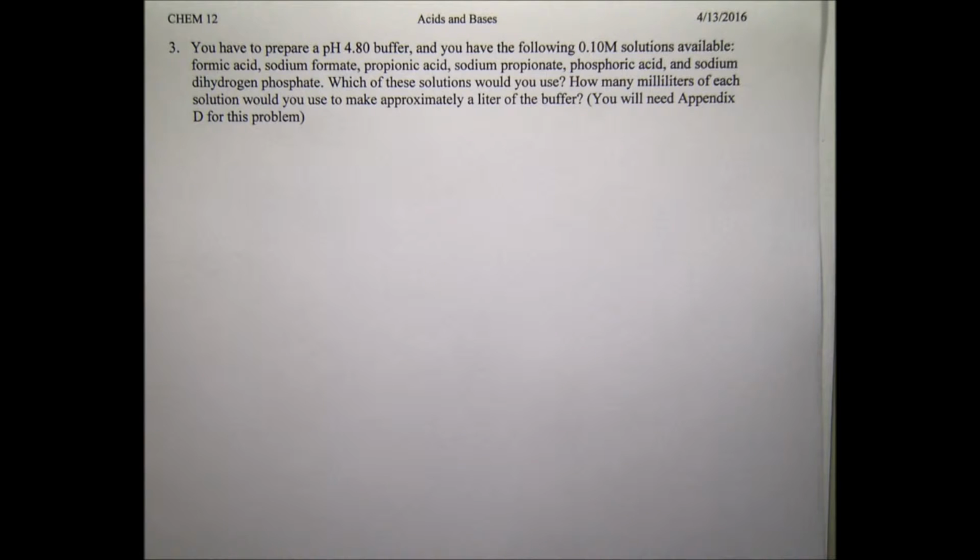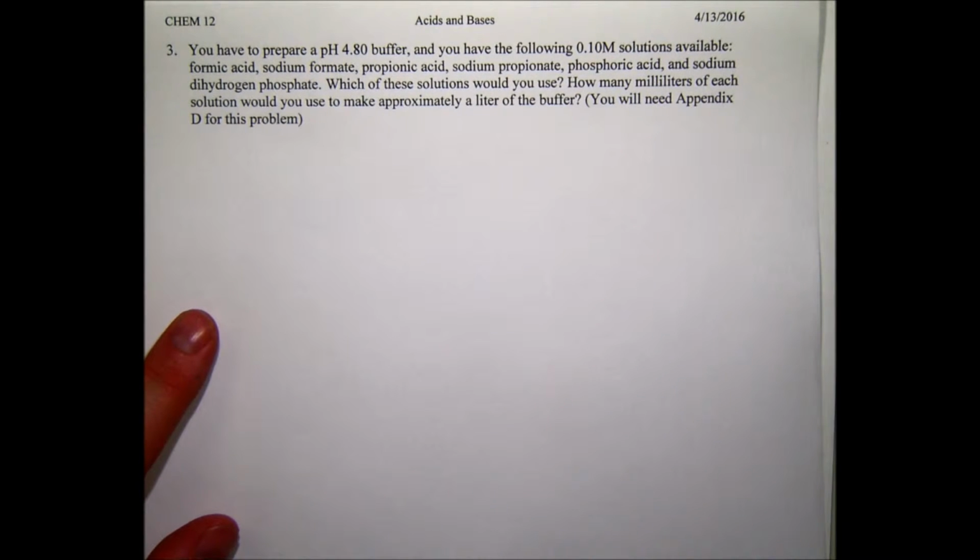So for question 4, you are being asked to create a buffer. And the reason that this question is a really great question is because you're being given pairs of 0.10 molar solutions, and you are first being asked to determine the right pair, and then you are being asked to determine the right quantities of these solutions to make a 1 liter final solution. So there's two little constraints there.